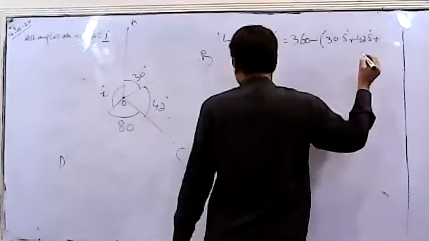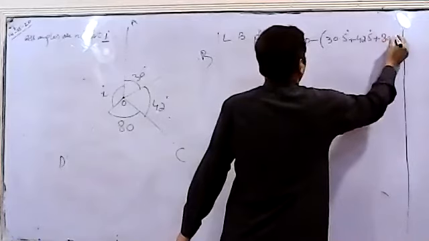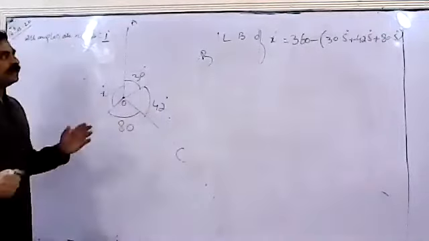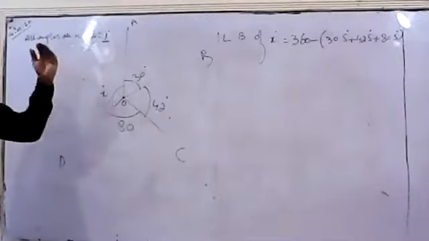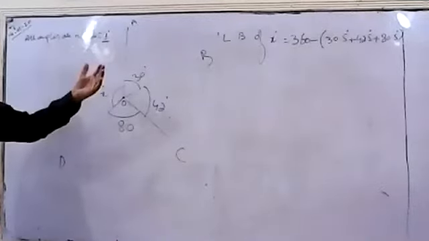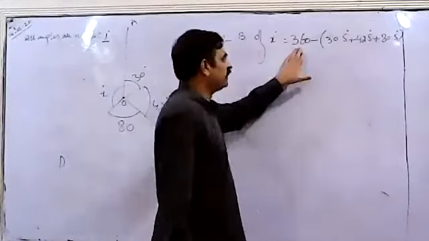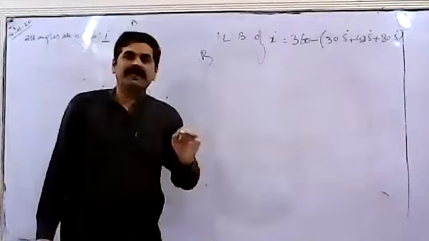Upper bound for 80 degrees is 80.5 degrees. The answer will be the lower bound: 360 degrees minus 30.5 degrees plus 42.5 degrees plus 80.5 degrees. Add all these values and subtract from 360 degrees, and we will find its lower bound.